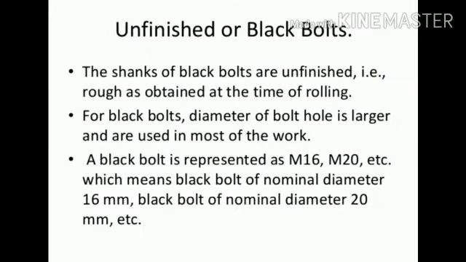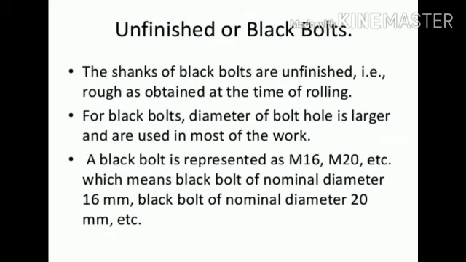The unfinished or black bolts are structural bolts made from mild steel with a square or hexagonal head. The most commonly used black bolts are of property class 4.6. They have high elongation and hence are more ductile.